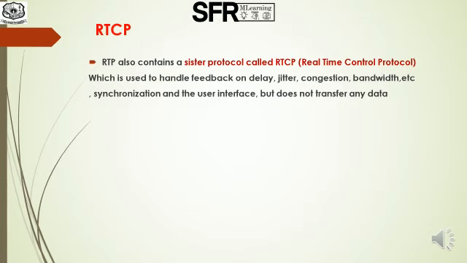And then there is also another protocol alongside RTP called RTCP. That is, it is a sister protocol. RTCP means Real-time Control Protocol. It is used to handle feedback when there is delay, jitter, congestion or bandwidth issues. So for feedback purposes, we can use RTCP, and also for synchronization and the user interface. But it is not used to transfer any data. It is just for feedback, synchronization and the user interface.